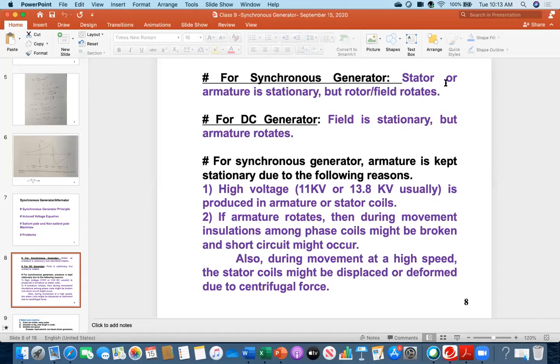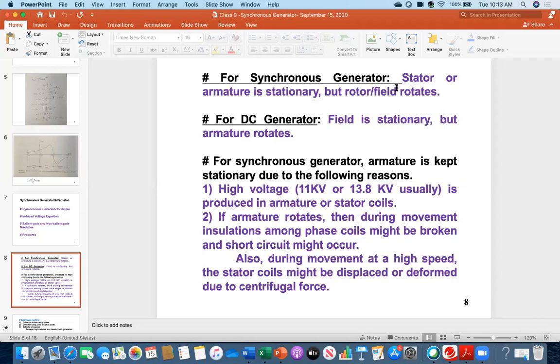So what I have written: stator or armature is stationary, but rotor or field rotates. And then just look on for DC generator, field is stationary, but armature rotates. I mean, soon I am taking you to the whiteboard and explaining. Just you see, it is the reverse.